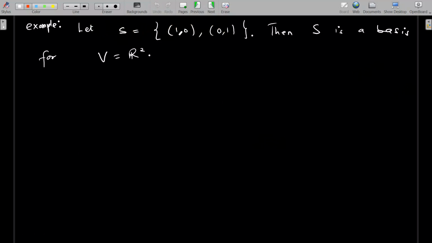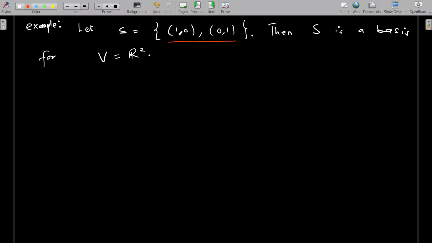So an example is having the set S giving us (1, 0) as one vector and then (0, 1) as the other vector. I normally use this because this is a standard basis I can come up with. All right, so then I'm saying that this S is a basis for the vector space R2. How do I know that this is indeed a basis of R2?